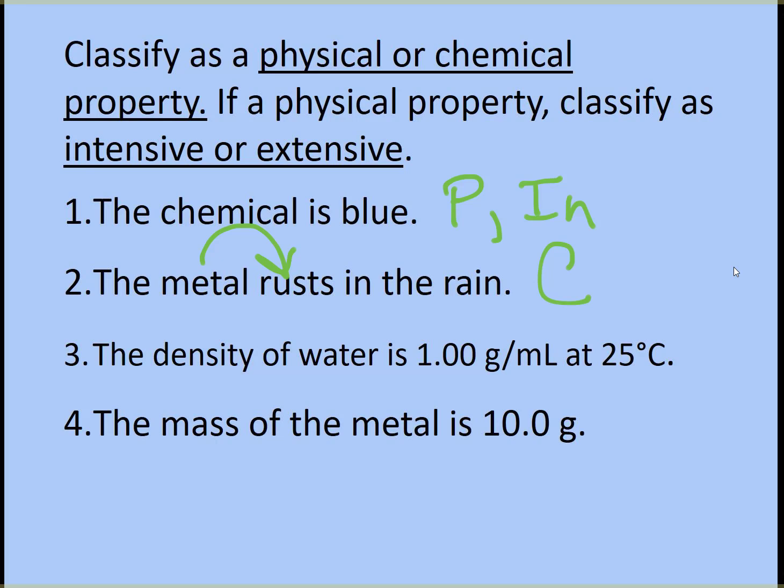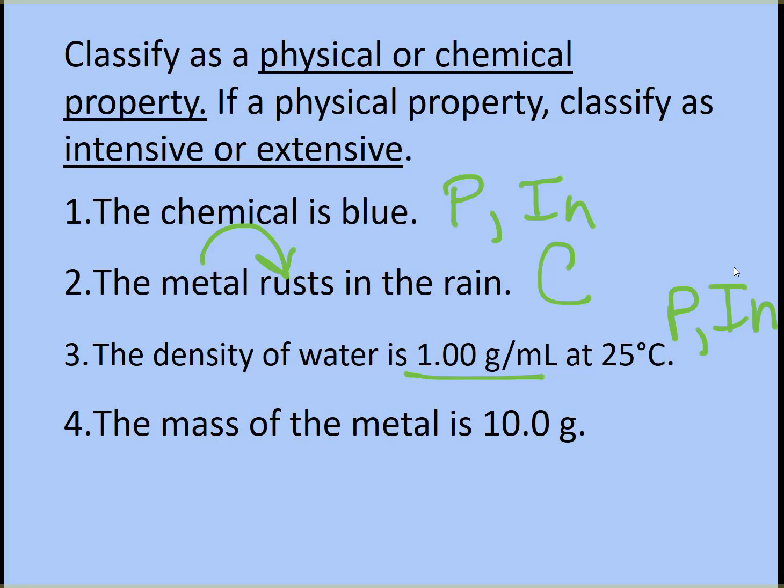Number three, the density of water is 1 gram per milliliter at 25 degrees Celsius. Be careful with numbers such as density. It doesn't matter how much water I have. I can have a bucket of water. I can have a glass of water. As long as I'm at 25 degrees Celsius with that water, this is what my density will be. So this is a physical property and it's intensive. Again, it doesn't matter how much I have. It will be the same density.